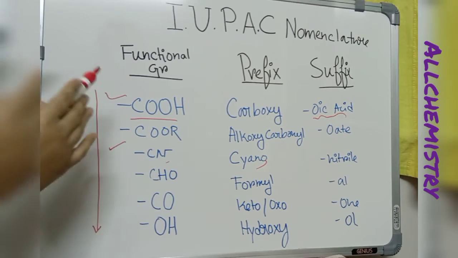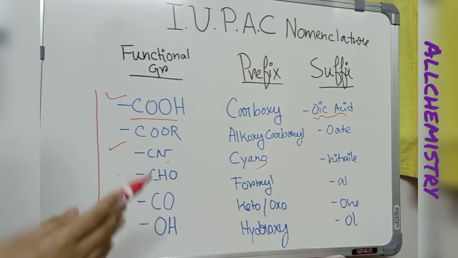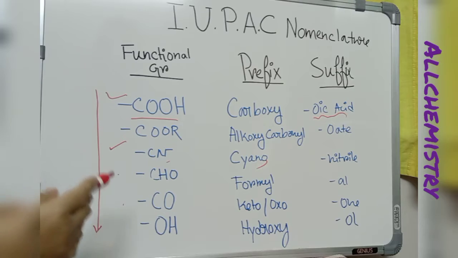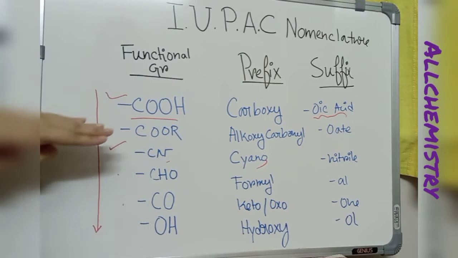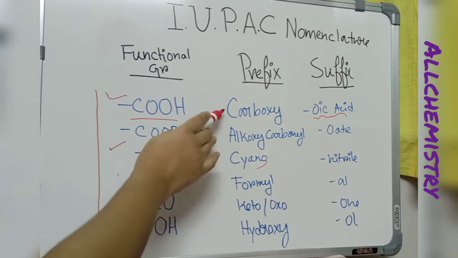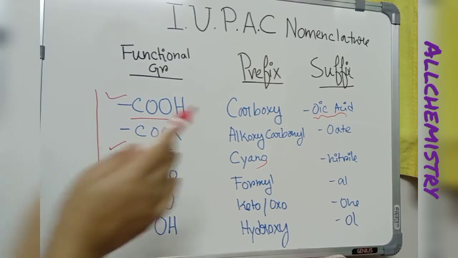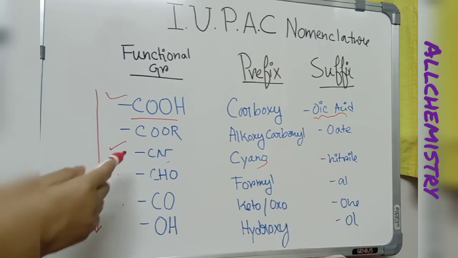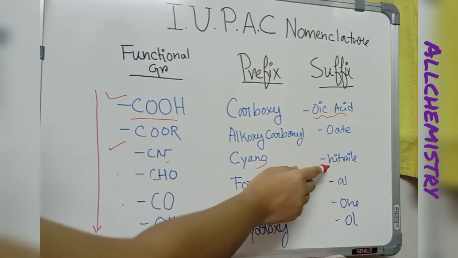This table is very important, so note it down. The priority order for these important groups is: first acid, then ester, then cyanide, then aldehyde, then keto or carbonyl, and then alcohol. The prefix of acid is carboxy, the suffix is oic acid. For ester, the prefix is alkoxycarbonyl, the suffix is oate. For cyanide, CN, the prefix is cyano and the suffix is nitrile.